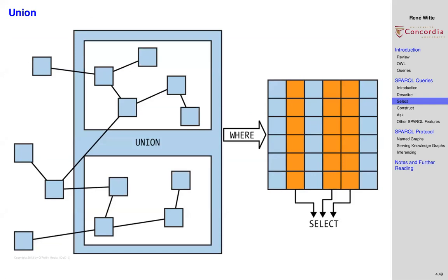Another clause you can put into a select is the union statement. Very often you want to merge results from two different subgraphs using different query patterns, but you want to have the results in the same select query, in the same result set. You can do this by combining two separate subqueries using the union statement.